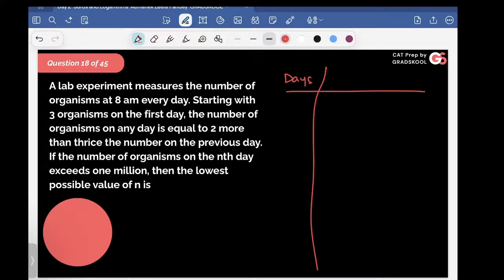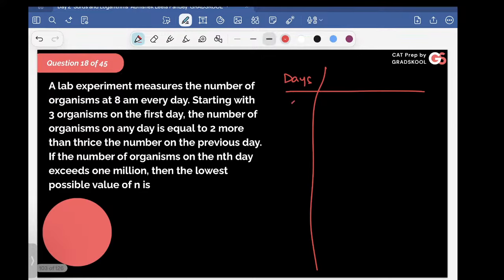Recursive function, yes. This is day 1, day 2, day 3, day 4. 3 organisms the first day. 2 more than thrice the number: 3 threes are 9 plus 2 is 11. Fair? 3 elevens is 33 plus 2 is 35. How long will you keep doing this? 107. Basically, it is times 3 plus 2 happening. We will keep going until it exceeds 1 million, that is 10 to the power 6.